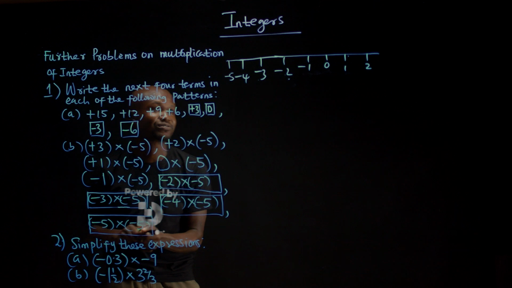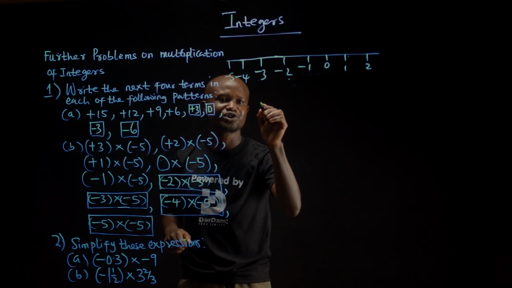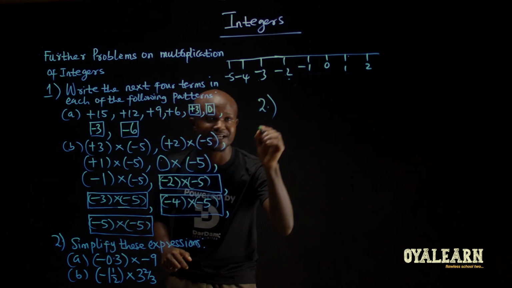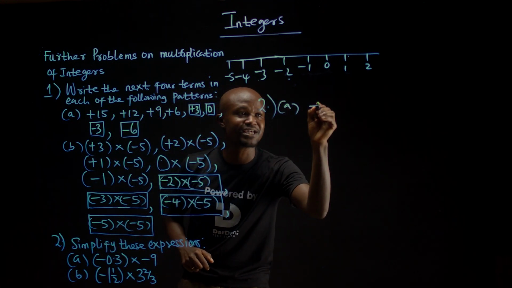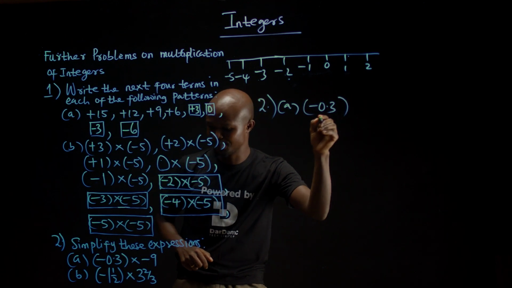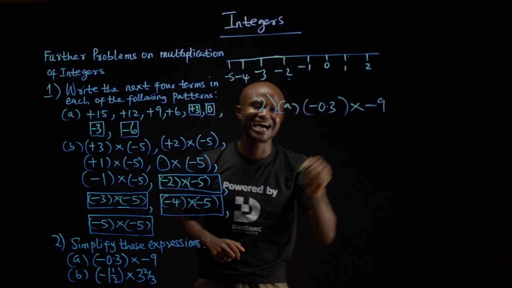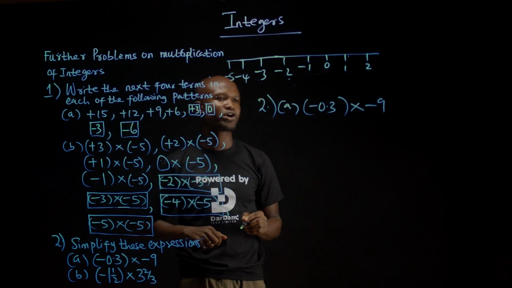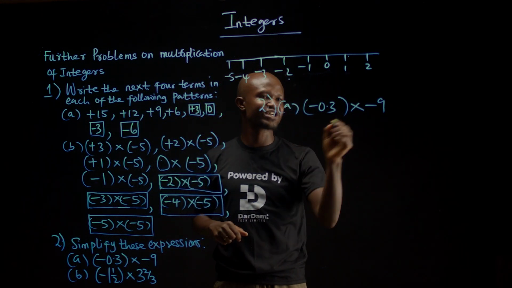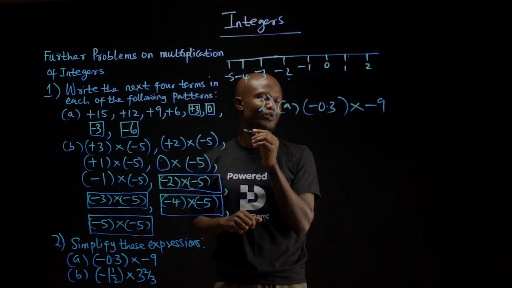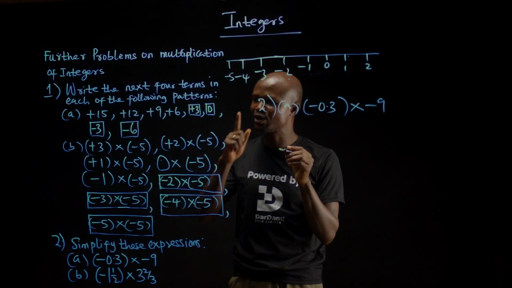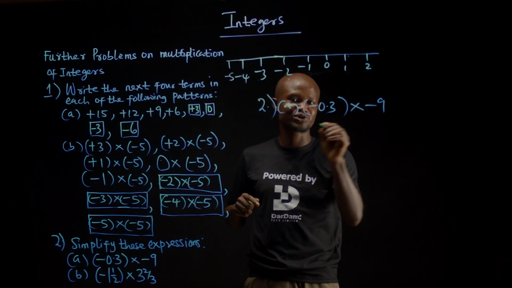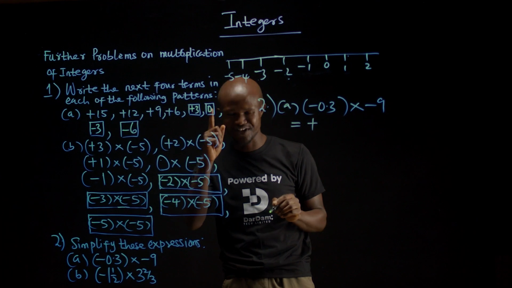Looking at the second question, number 2. Solution to number 2. The first one is minus 0.3 multiplied by minus 9. How do you solve this? In this case, we have minus times minus. What do we have? That's plus. From our rules of multiplication, this is very important. So we should know that the answer to this problem will be positive. That is the first thing you need to know.